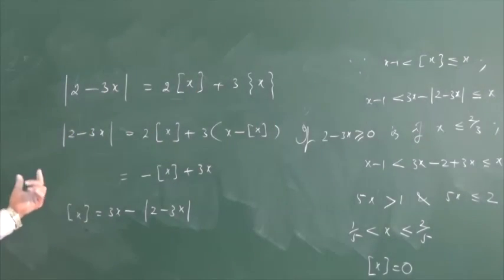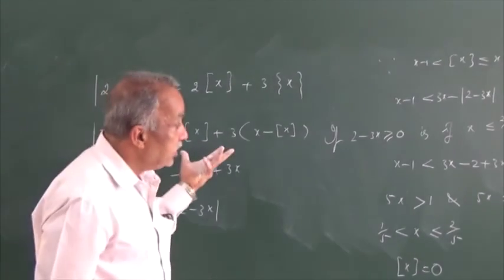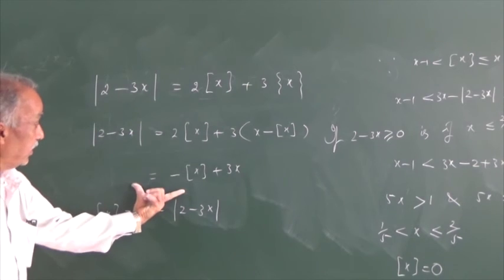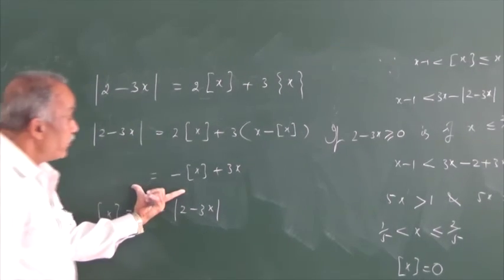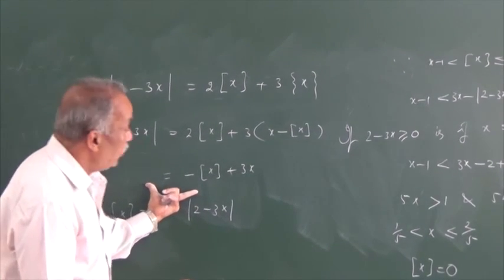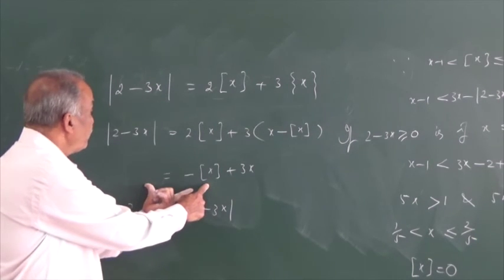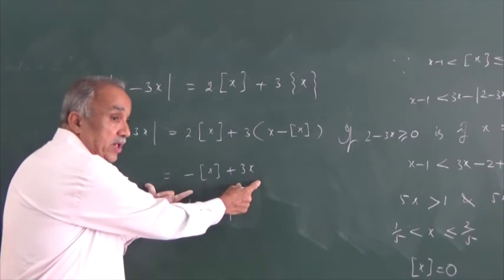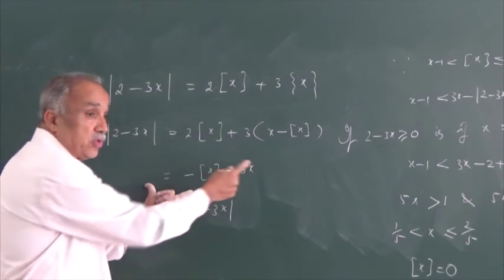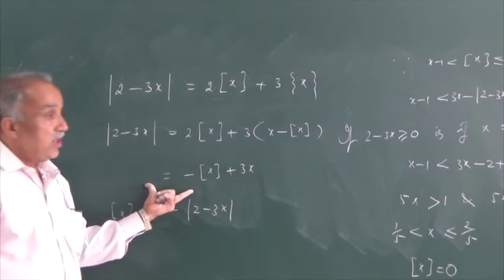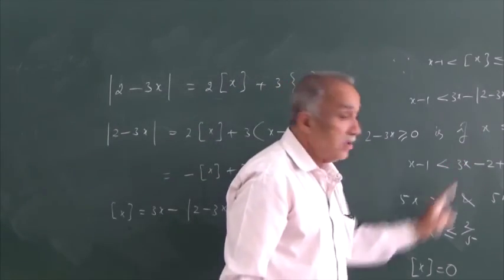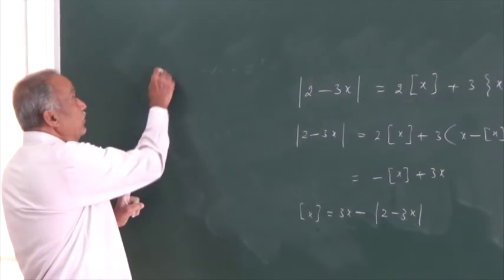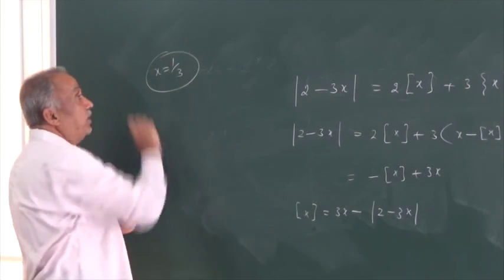Substituting in our equation, we will be getting, where is our equation? Here is our reduced form of our equation. X is a number between 0 and 2 by 3. This part is 0. This part is 2 minus 3x. 2 minus 3x equal to 3x means 2 equal to 6x or x equal to 1 by 3. Is 1 by 3 a number satisfying these two conditions? Yes, we successfully got one of the solutions of the equation, x equal to 1 by 3.